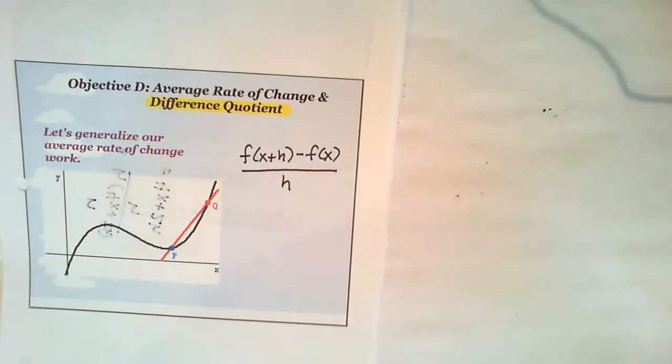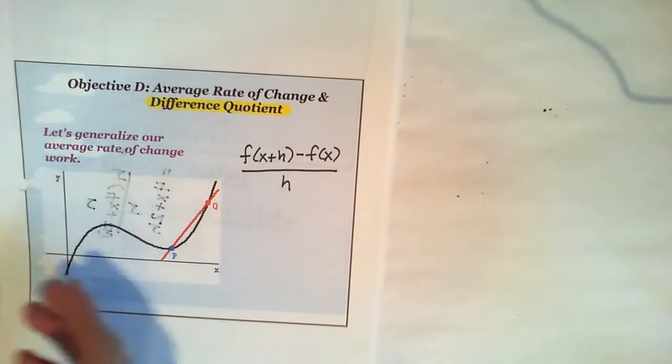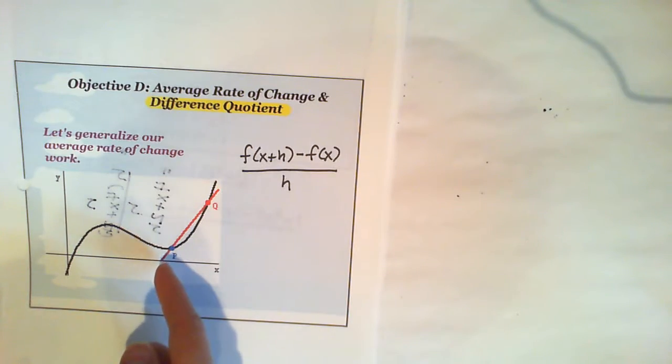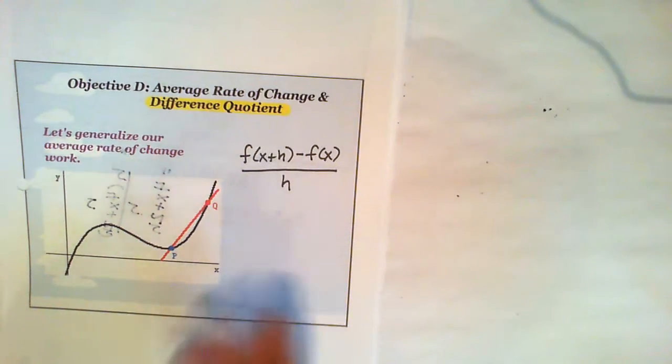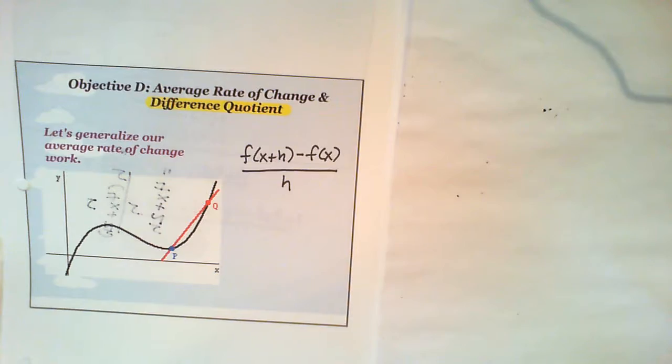If you just look at it algebraically, you can't have a 0 in the denominator. If you look at it graphically, you're not going to want to find the difference quotient because you don't have a difference, you're staying at the same place. h is telling you how much you're going to change.